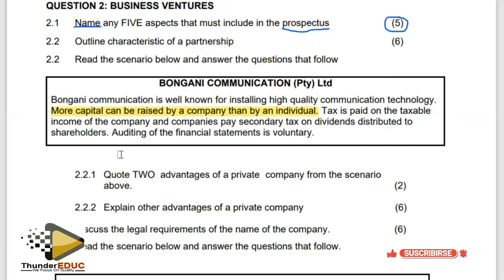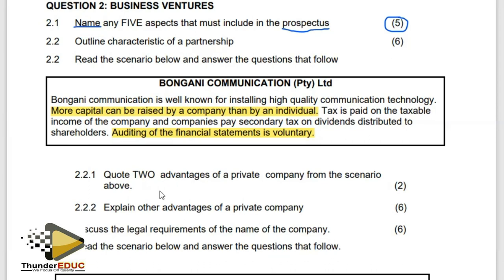Another important aspect is that auditing of financial statements is voluntary. This is also very important. What do we say about quoting? It is very important also to understand the requirement of the question. When we say quote advantage, we are supposed to write a full sentence that has got the answer that we need. More capital can be raised by a company, and this is what is needed.